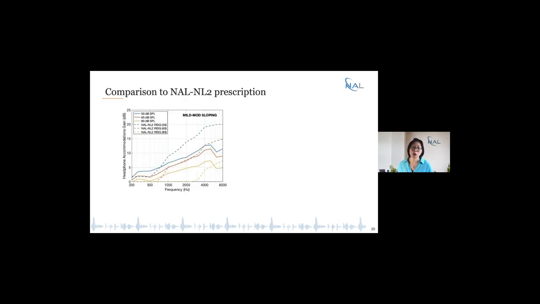And we want to know how headphone accommodation gain compares to a typical hearing aid prescription. So we can see here again the headphone accommodations gain with the solid lines at 50, 65 and 80 dB SPL speech levels. And we compare that to the NAL-NL2 prescription, so the insertion gain, which is shown by the dotted lines. And we can see a really close match in the red, which is the average speech levels, but there's greater amplification with headphone accommodations, so in the yellow at loud speech levels, and lower amplification with headphone accommodations at soft speech levels.